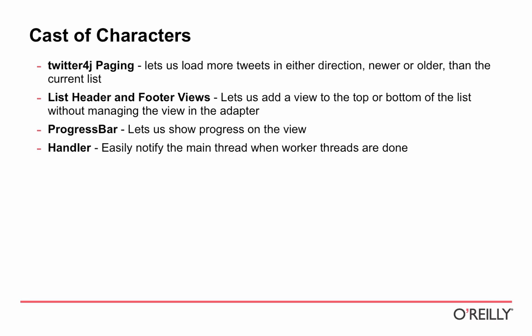Then we'll also be looking at a progress bar, which lets us show some progress, which is important when we're doing background tasks. And then we'll look at the handler class, which is the class that allows your code that's on the main thread to talk with threads that are running in the background and communicate when they're done, and how Android allows you to do that.